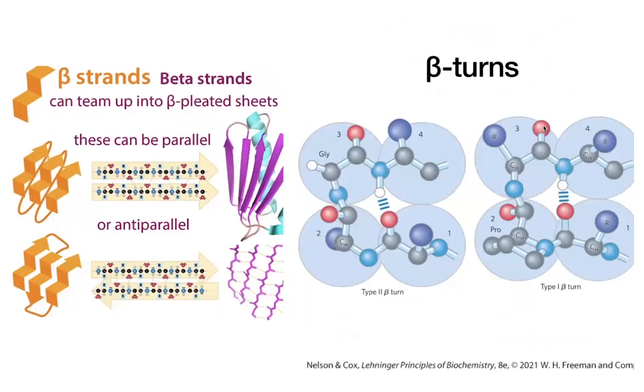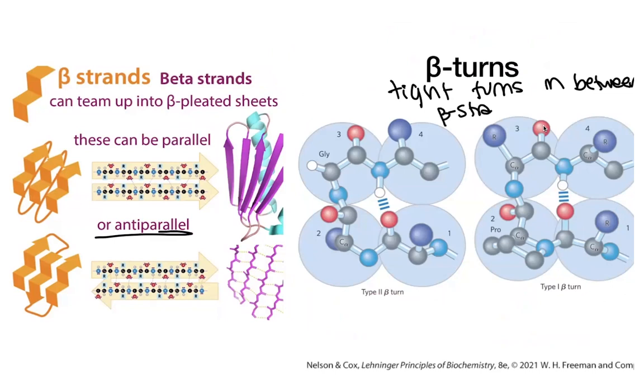So what about connecting those sheets? Well, as I mentioned, this comes into play most when we talk about these anti-parallel strands. We're going to get these beta turns in between them. So these are going to be tight turns in between our strands. There are different types of beta turns, but a couple of the main ones are a type 1 beta turn and a type 2 beta turn. Basically what these have in common is they're these tight little curves. In the case of a type 1 turn, here you're going to have a proline. And in the type 2, here you're going to have a glycine.